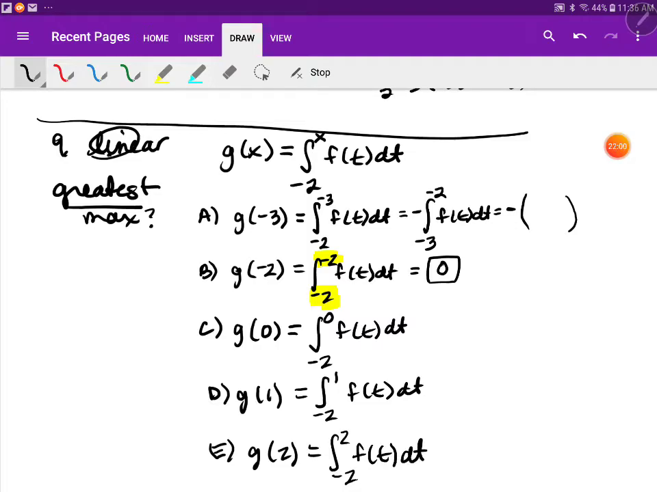And E is g of 2 equals the integral from -2 to 2 of f of t dt. Okay, I think I'm going to have to draw a little picture of this graph for you. Okay, that's not a good picture. So let me draw a picture so I can show what I'm looking at.